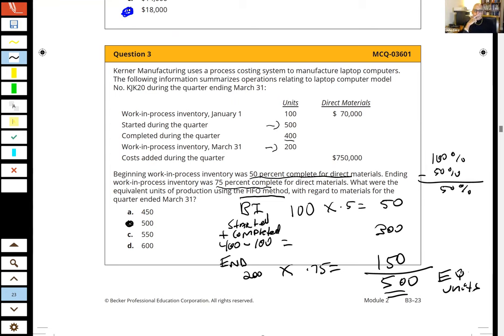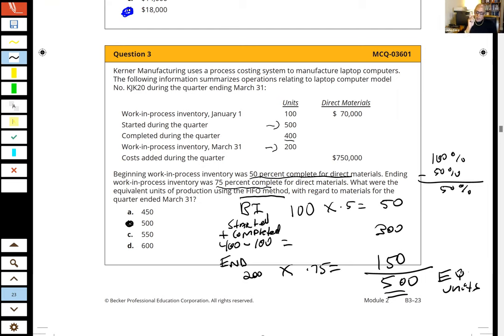Pain in the ass, right? So what was that thing you mentioned in the very beginning about, since this is FIFO and the 100 units in the beginning, I think you said we wouldn't use it if it was the other method? Well, yes, if this was weighted, that's a good question.